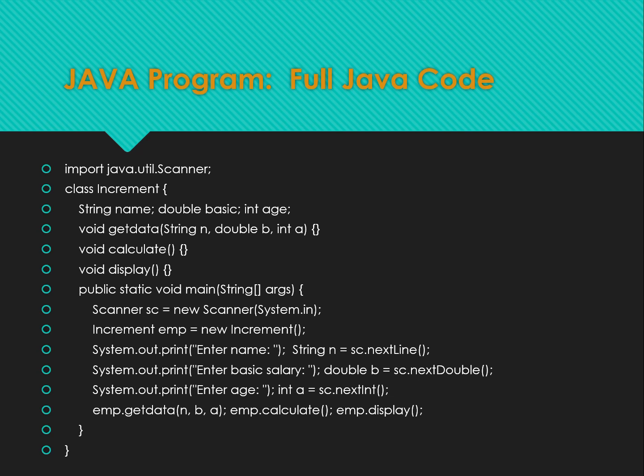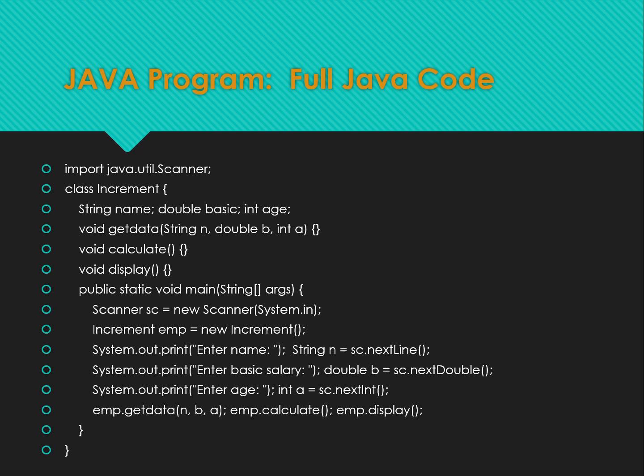Here you can see the complete structure of the Java program, all in one place. At the top, we import the scanner class to accept user input. Then, we define the class increment with 3 instance variables, name, basic, and age. Inside the class, we have 3 methods, getData for accepting and storing employee details, calculate for computing the increment based on age, and display for showing the output.